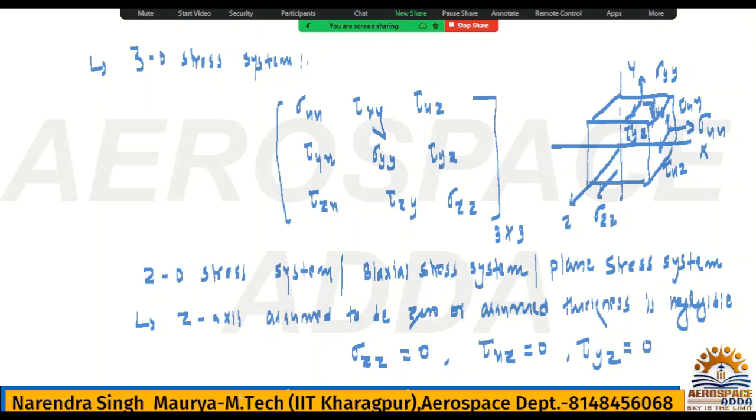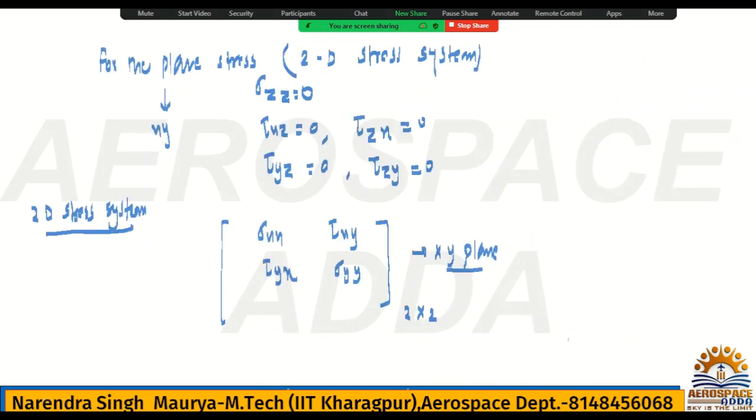So for our simplification purpose we say okay, the z axis is assumed to be 0, as thickness is negligible in the z direction. So the z axis is assumed to be 0, and you will have only the xy plane. So whatever stress system you may have will be for only the xy plane. So it's very simple for the xy plane.